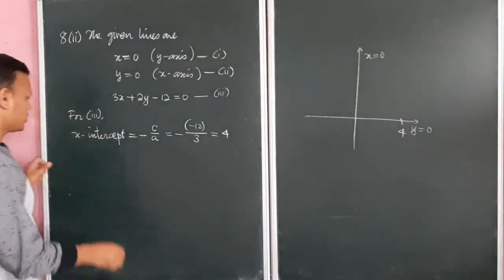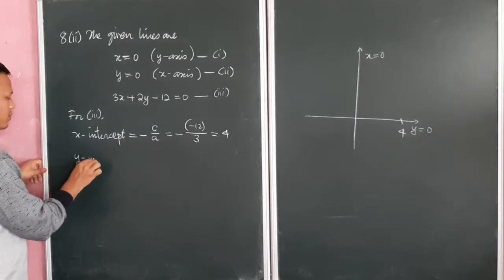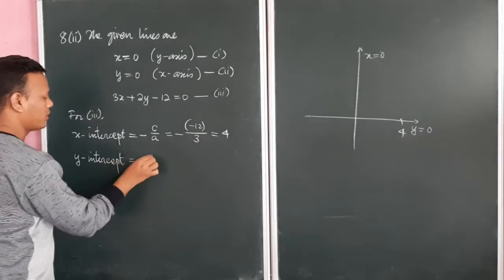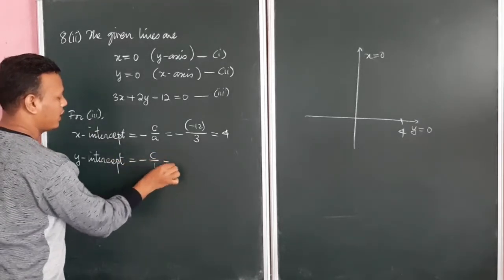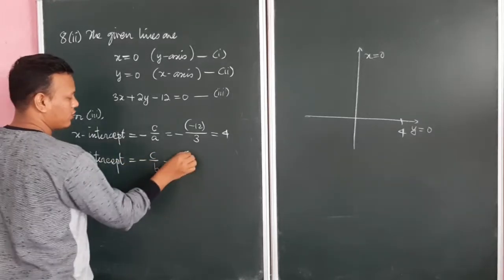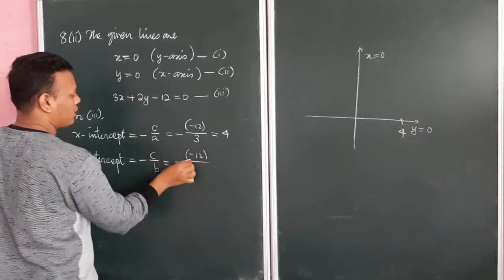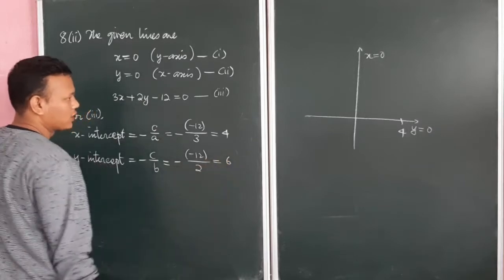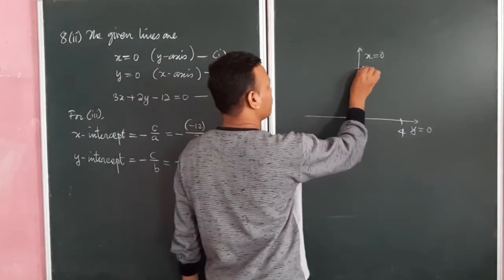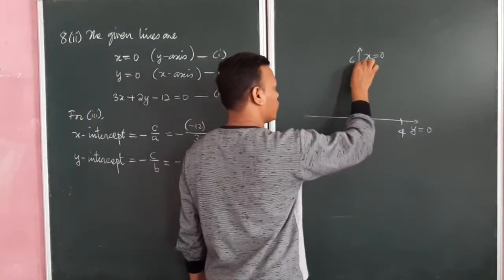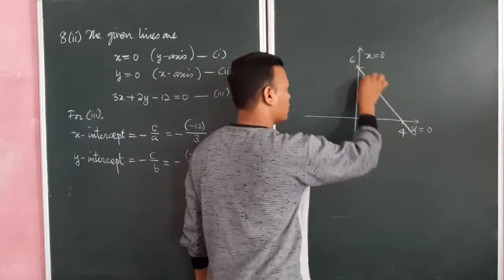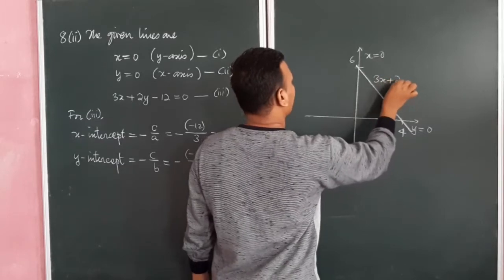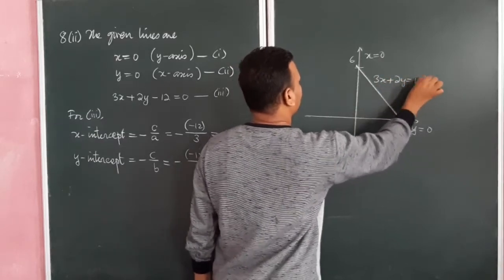Next is the y-intercept. The y-intercept can be found using minus c by b, right? So minus c is again minus 12, and b is 2, so this is equal to 6. So my y-intercept will be somewhere over here. Join this, okay? This will be my third line, which is 3x plus 2y equals 12.